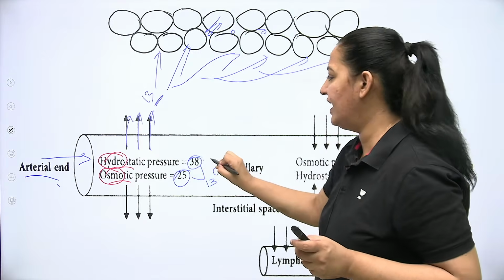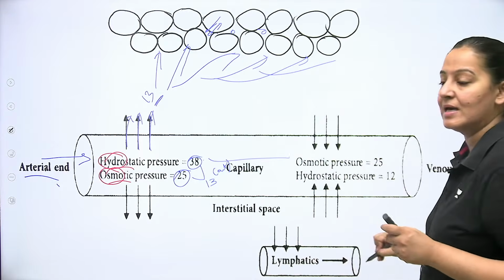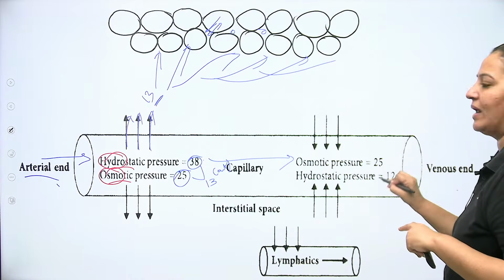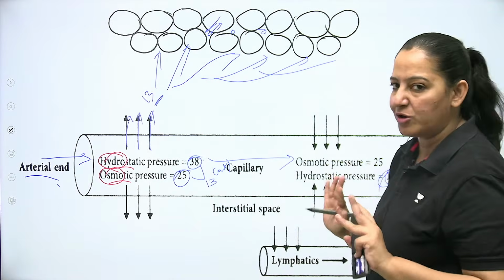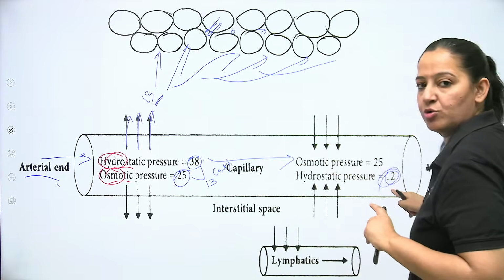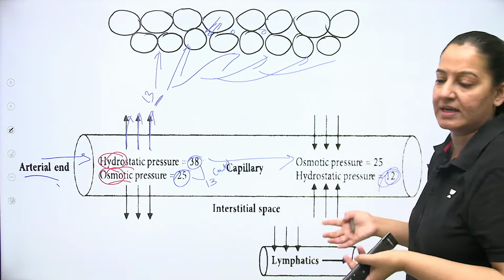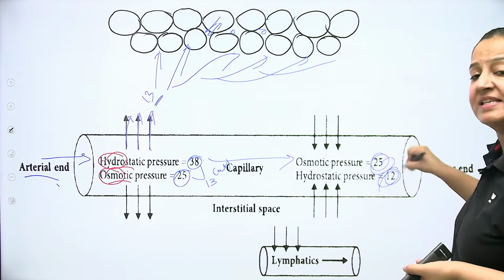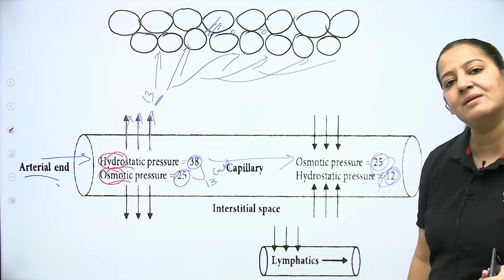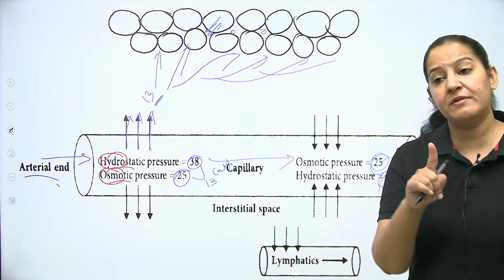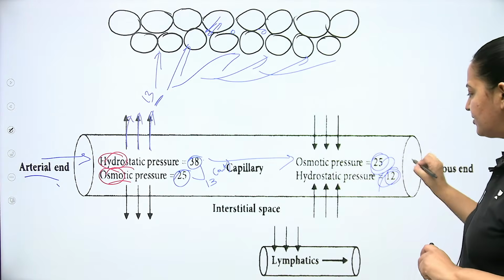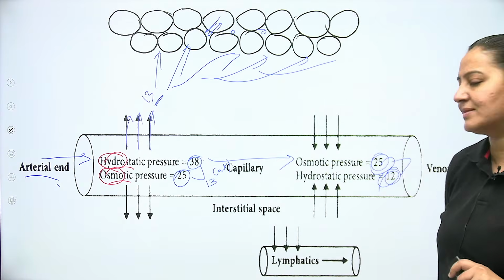While going along the capillary, the hydrostatic pressure decreases. Instead of 38, at the venous end the hydrostatic pressure is only 12. But proteins are not going out, so the osmotic pressure is the same throughout, whether at the arterial end or the venous end. It is always 25. So tell me the physics at the venous end. Hydrostatic, instead of 38, becomes 12, but osmotic is still 25. So the net pressure is again 13.